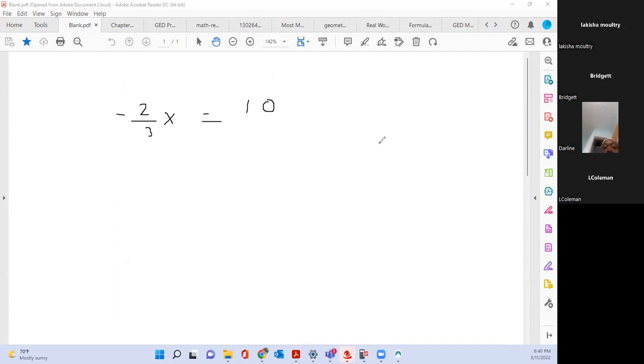How would you solve for x? Minus 2/3 x is equal to 10. Listen, I had about 4 to 5 people get problems like this wrong.